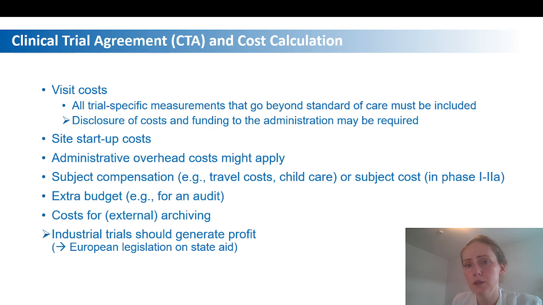The extra budget covers additional expenses that might arise, for example, during sponsor audits or inspections. The costs of archiving include expenses related to the long-term storage and management of trial documents and data after the trial completion. When negotiating the budget with the sponsor, the trial site should consider these costs and provide supporting documentation or justifications for each item to demonstrate the rationale behind the proposed budget.